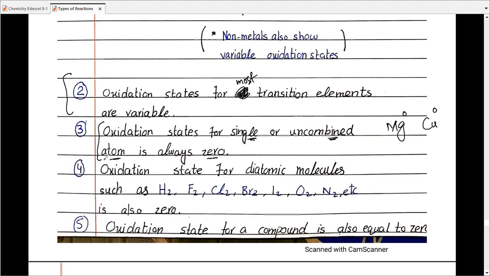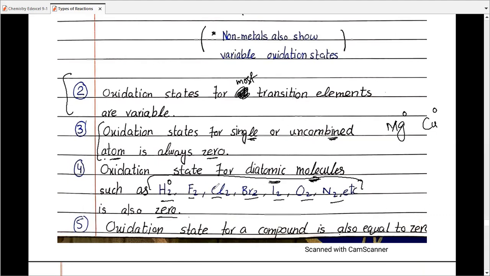Okay, great. So oxidation state for diatomic molecules, the simpler molecules that we studied back in covalent bonding, such as H2, F2, Cl2, Br2, I2, O2, N2. There are 7 diatomic molecules which we usually teach in IGCSE. That's all you're going to study in terms of diatomic molecules, at least the ones with similar atoms. So they all have the zero state. Why? They're still atoms of the same kind.